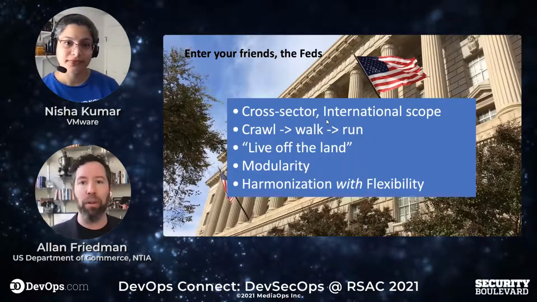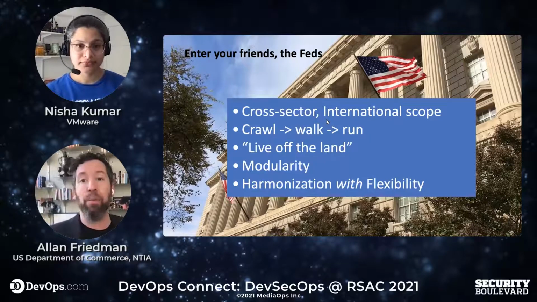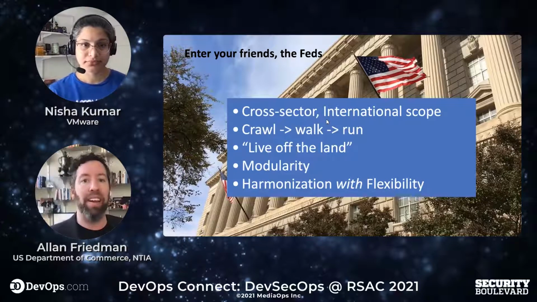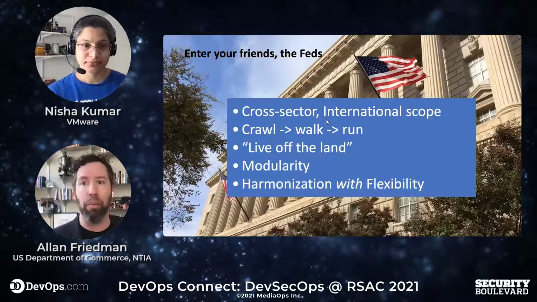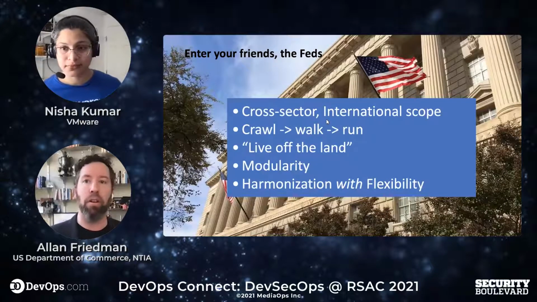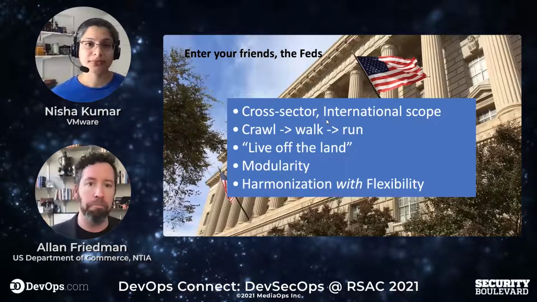Next, we didn't want to build sort of the perfect ultimate solution because we knew that that would take too long and people wouldn't end up using it. We follow the mantra of crawl, then walk, then run, because we want to make it easy for people to get started. And then over time, we can advance and tackle the more sophisticated cases.